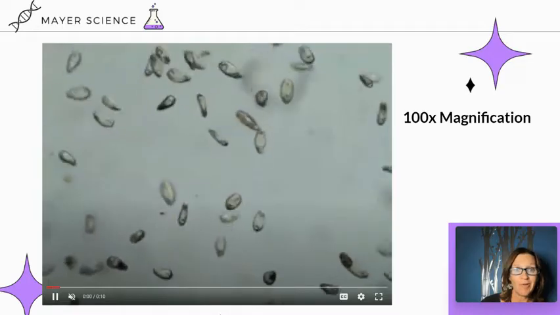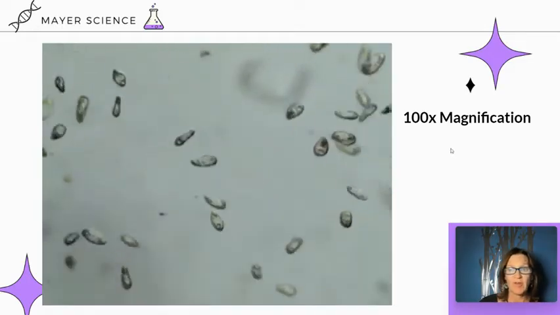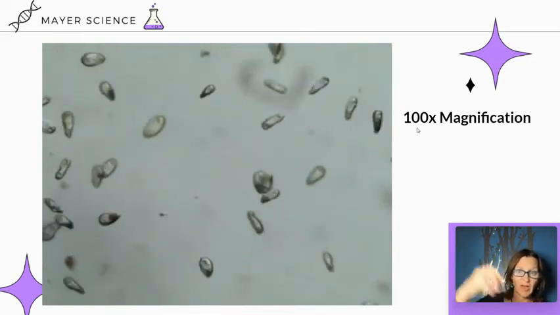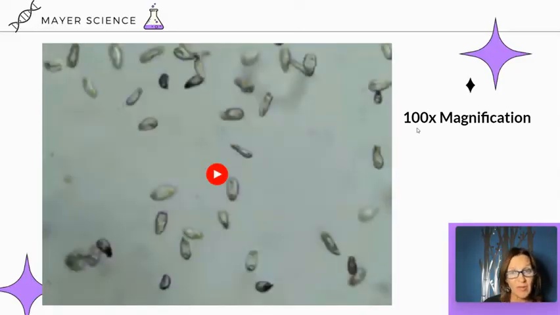So right now, this is a short video clip of Tetrahymena, and we are at 100 times magnification. So that means we're zooming in 100 times on these little guys. So they're pretty tiny, as you can see.